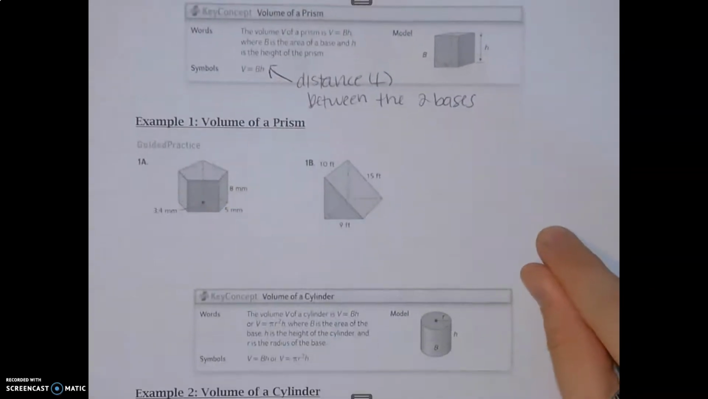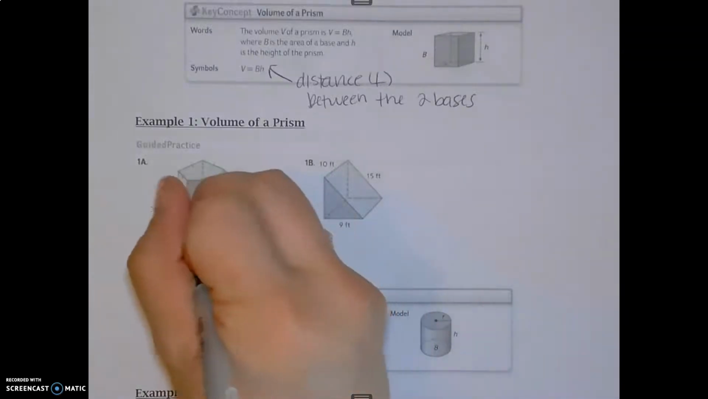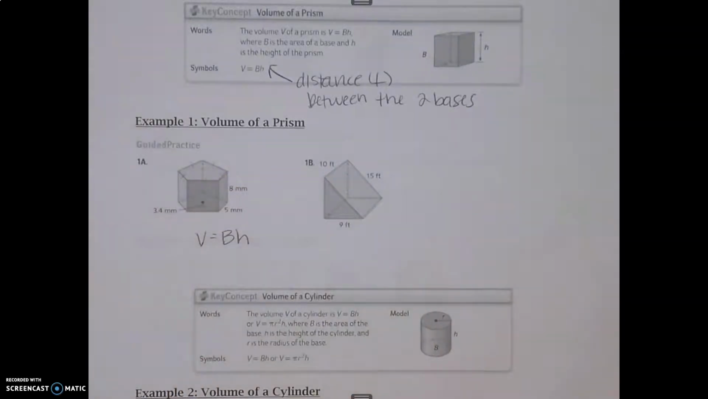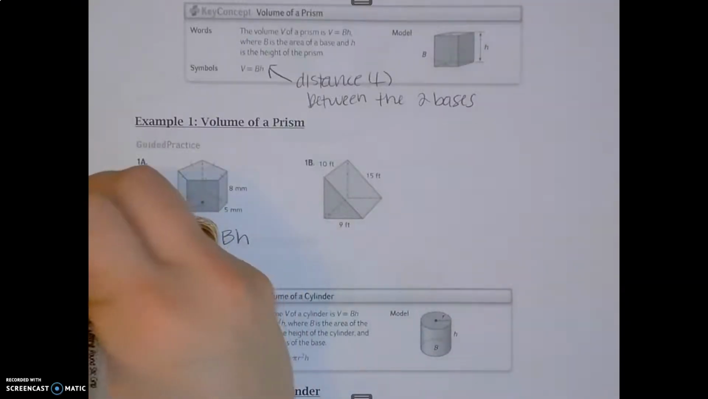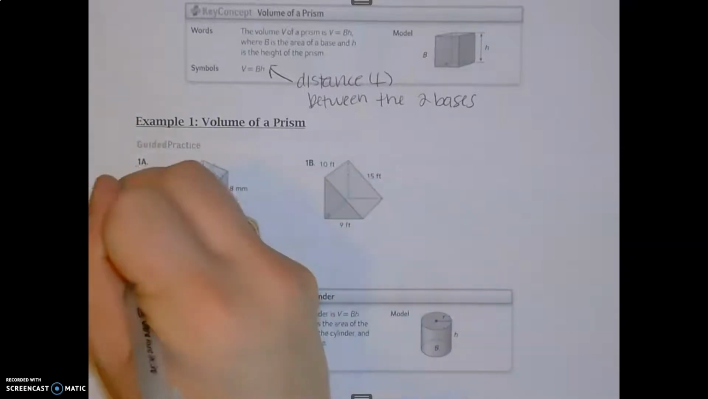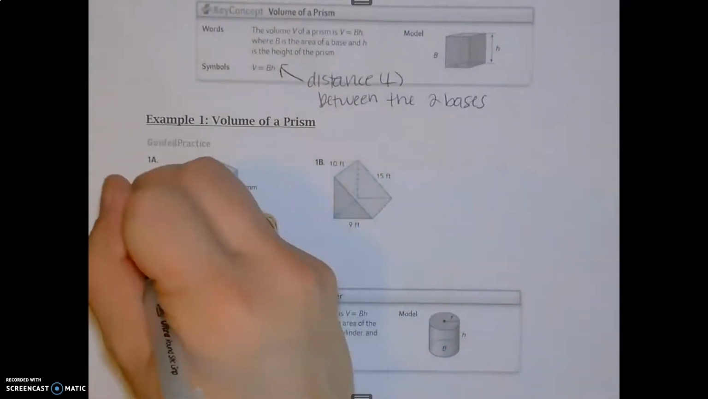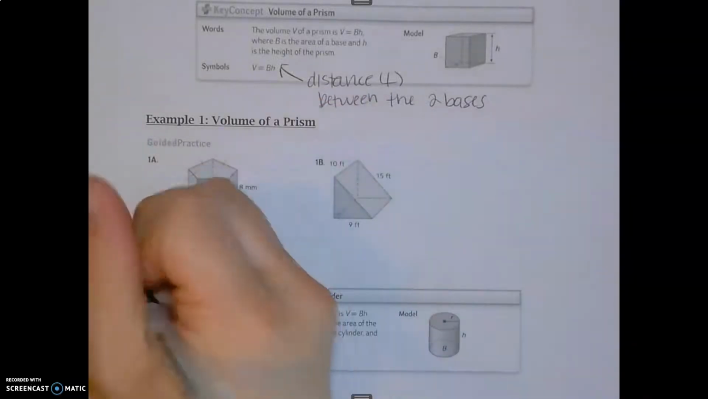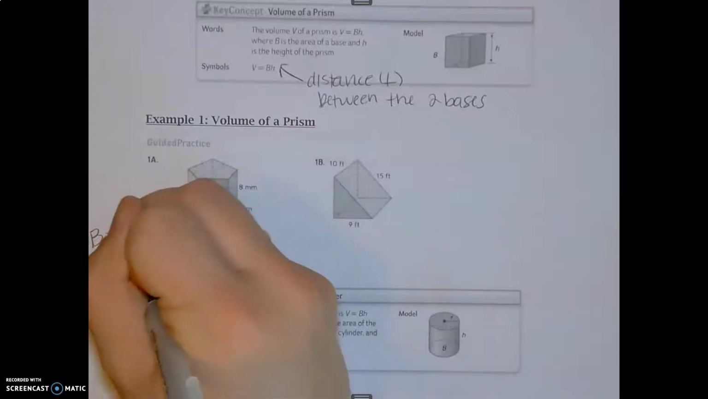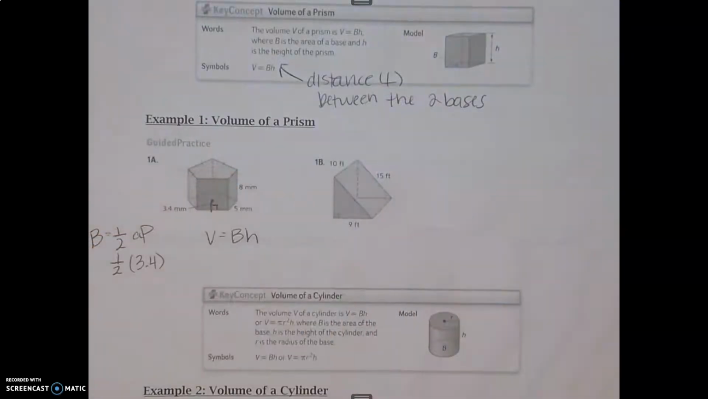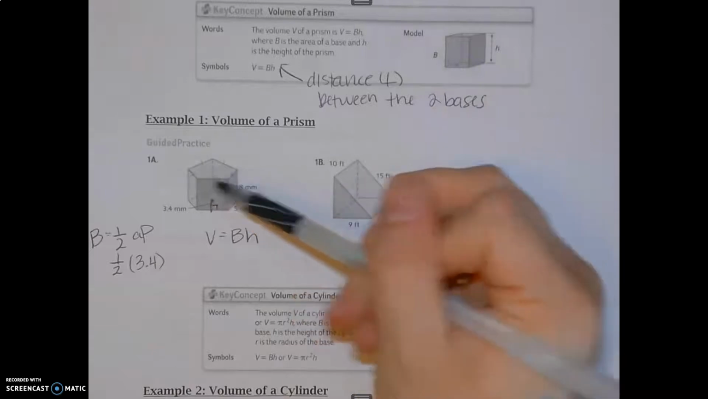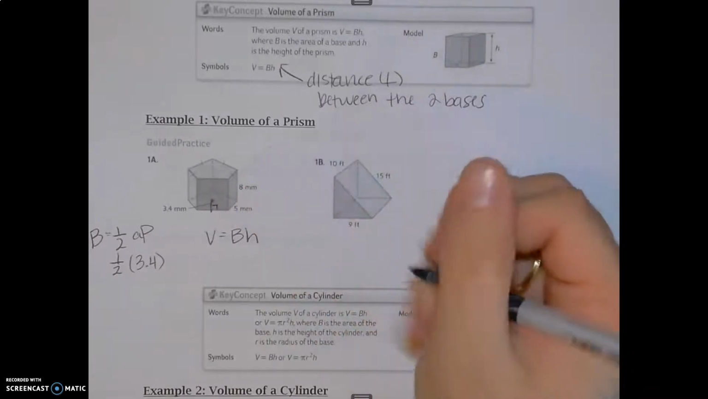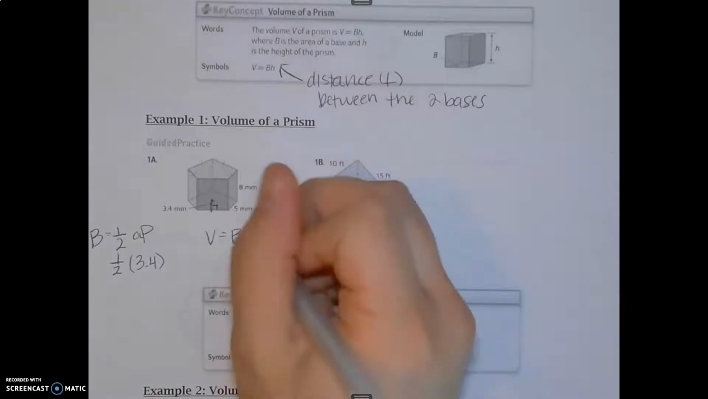So we come down to example 1, and we have a pentagonal prism. Our formula for volume is area of the base multiplied by height of the prism. To find the area of the base, I can use my apothem formula, which is 1/2 of the apothem multiplied by the perimeter of the base. They gave me the apothem, so I can substitute 3.4 in. Because all sides are congruent, this is a regular pentagonal prism, and my perimeter will be 25.